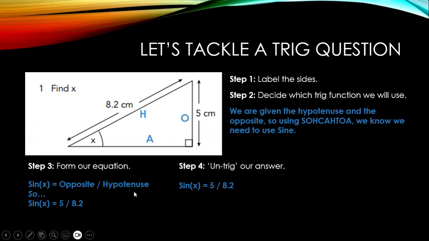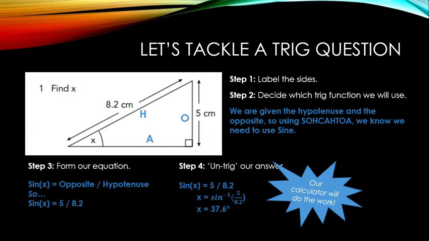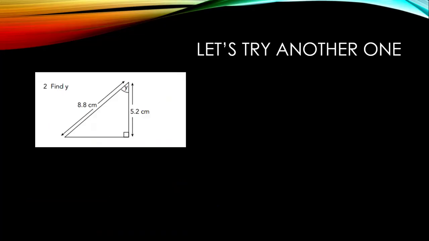sine, which is opposite over hypotenuse, and we've got 5 divided by 8.2. So we now do shift sine 5 divided by 8.2. If you do that, you're going to get 37.60. Yep, I hope you got that on your calculator as well. Well done to you if you did that. Let's go to the next one. So our calculator will do the work for us.